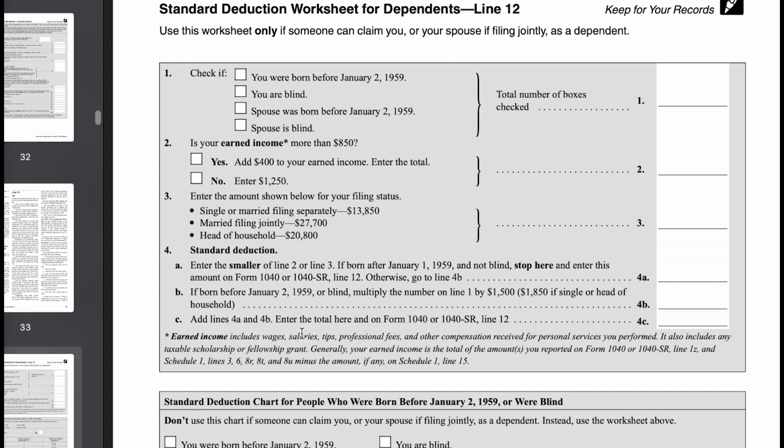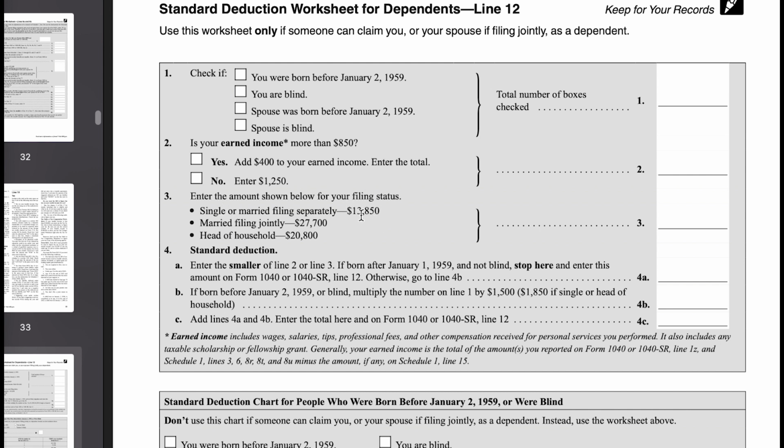Earned income includes wages, salaries, tips, professional fees, and other compensation received for personal services. So basically, in a word, earned income is the wages he had. It doesn't include that interest, that $200. So $1,300 of wages. Is that more than $850? Yes, it's more than $850. So you have to add $400 to it. And if it wasn't $850, then you enter this. Basically, this is the minimum standard deduction. You'll see this later too when the state also lists this number. We add $400 to $1,300, and then we enter that here. So that'll be $1,700.